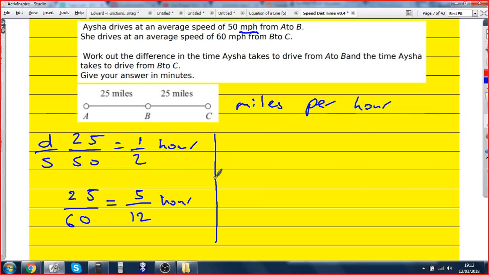I'm not sure what I'd do. So just find the difference between half an hour and 5/12 of an hour. Any idea how you go about that? Minus them. Yeah. So half minus 5/12. How do you do that? So would you times 2 to get 12? Yeah, what would you times it by?